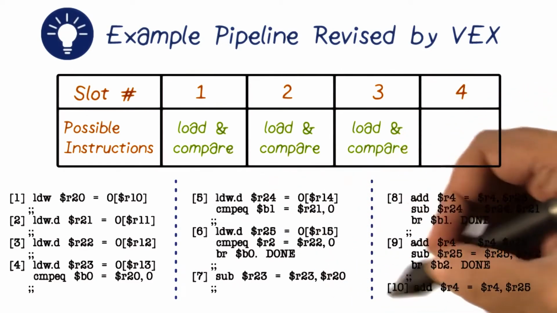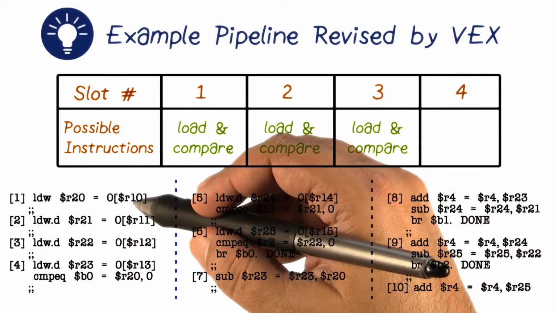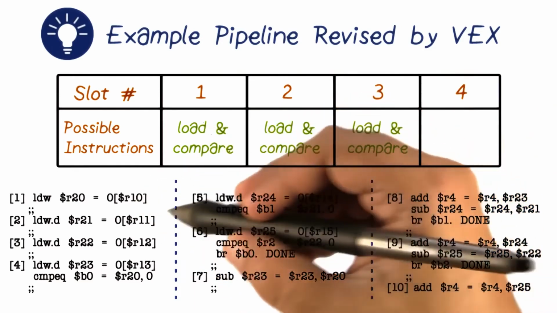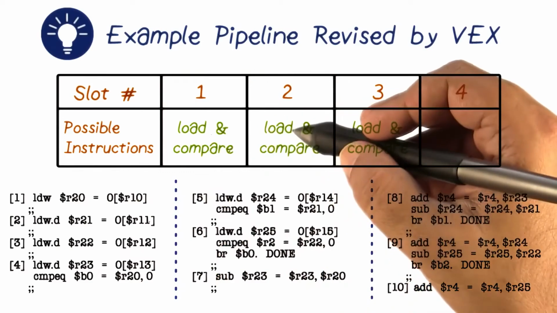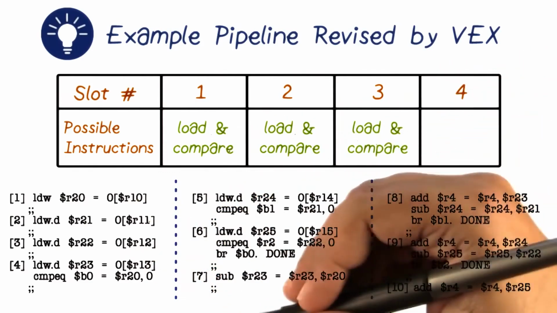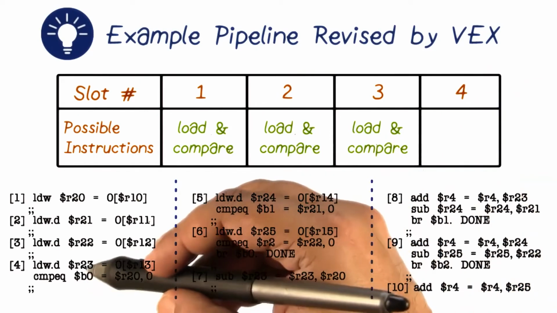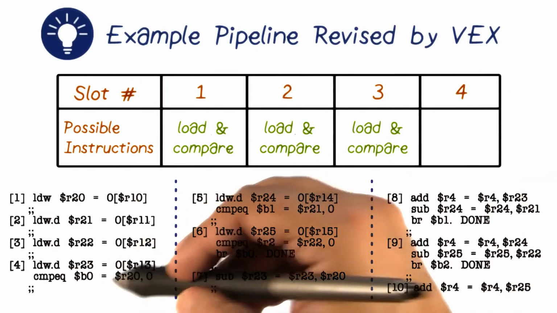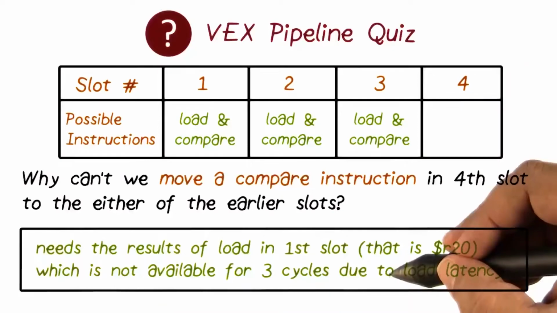So as far as this particular program is concerned, the schedule will be that the first load goes into the first slot, the second load goes into the second slot, the third load goes into the third slot, and in the fourth slot we can arrange the fourth load and a compare instruction together. The answer is that it needs the result of the load instruction in the first slot, which is in register R20, which is not available for 3 cycles due to load latency. Similarly, the compare in slot 5 can't be moved any earlier either.